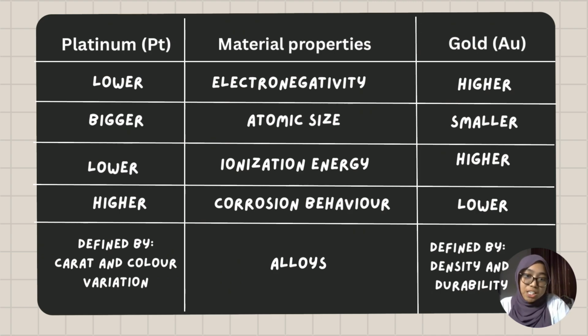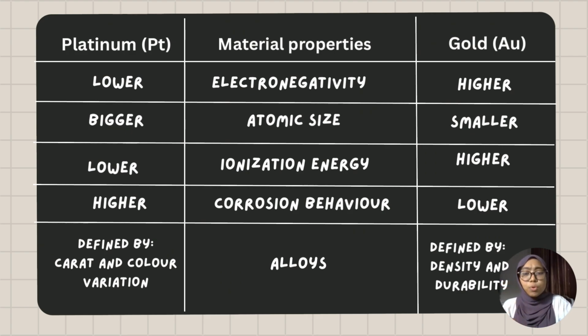Move on to the ionization energy. Ionization energy is parallel with electronegativity. So the ionization energy for platinum is lower, while the ionization energy for gold is higher. Next, we move on to the corrosion behavior.